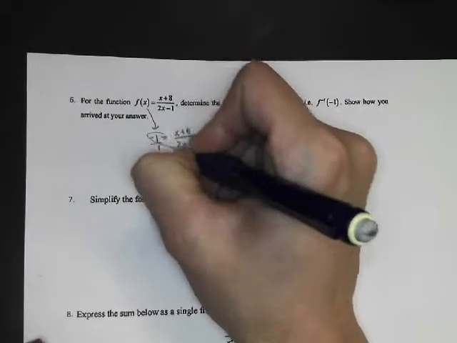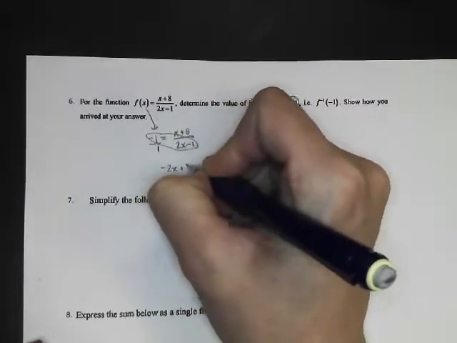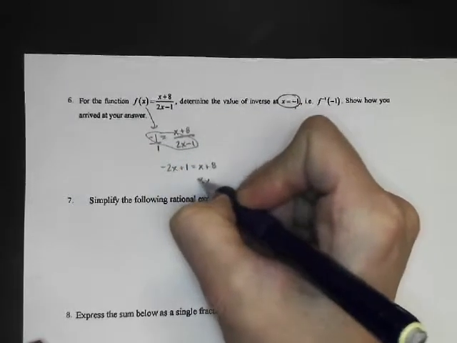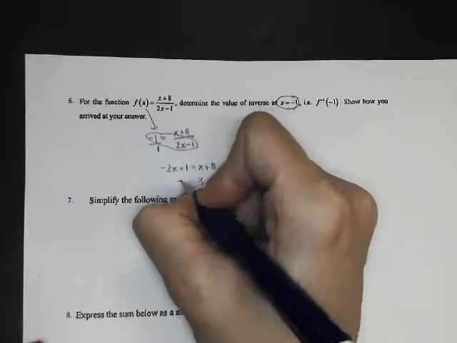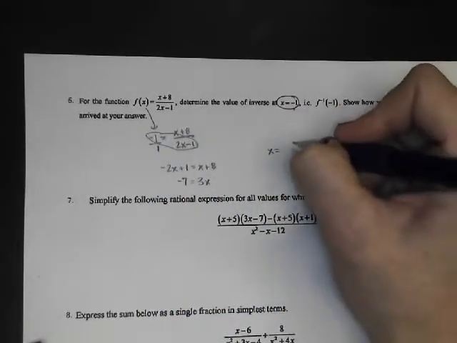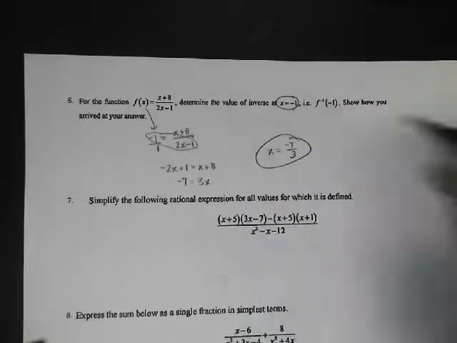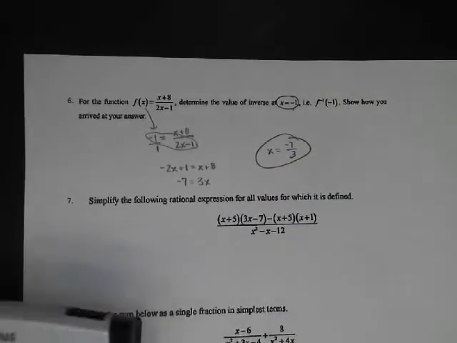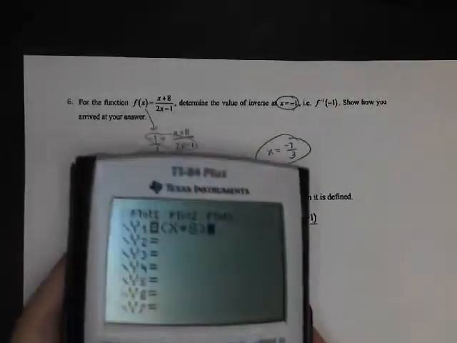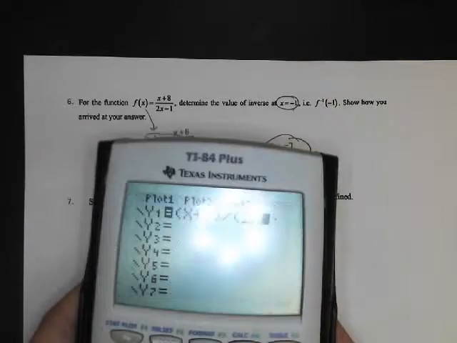So just with this I'll cross multiply, add 2x over to the right and that'll give you 3x, subtract 8 over to the left, so it'll give you -7, and you get x equals -7/3.